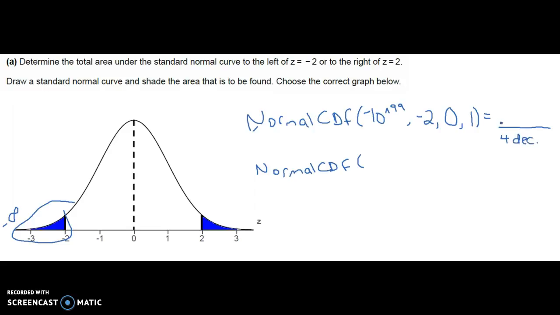Give yourself at least 4 decimal places. It should be an answer between 0 and 1, so 0.1, 2, 3, and then round off that fourth number, whichever way it's supposed to round. So you'll get that answer.